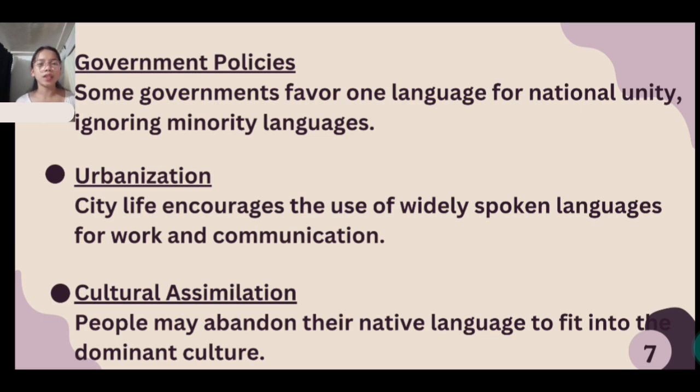The last cause is cultural assimilation. People may abandon their native language to fit into the dominant culture. So when people adopt the language and customs of a new people to fit in better, over time this can cause the original language to be replaced and eventually disappear.